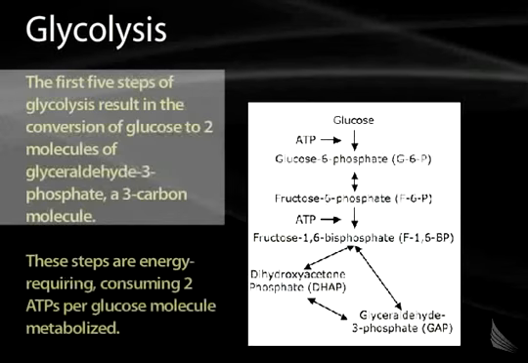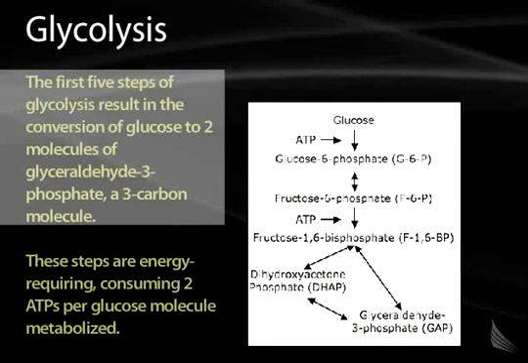The next 5 steps of glycolysis result in the conversion of glucose to 2 molecules of glyceraldehyde 3-phosphate, which is a 3-carbon molecule. So we've gone from a 6-carbon molecule to a 3-carbon molecule. Now, this is an example of the intermediate steps in a metabolic pathway that aren't important for you to learn for the USMLE. The only steps that are important to memorize in this first half of glycolysis are 2 steps that I'll describe in just a minute.